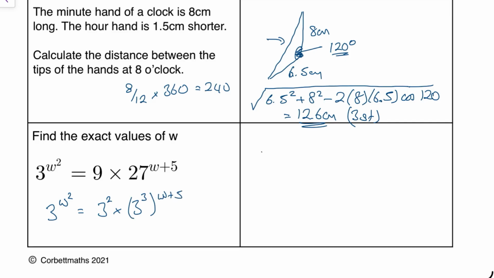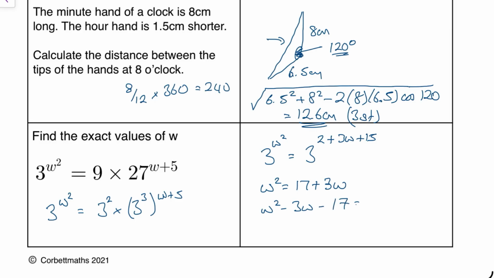Now the thing on the left-hand side is fine. Let's sort out the thing on the right-hand side. So it's going to be 3 to the power. When you multiply powers, you add them. So it's 2 plus 3W plus 3 times 5 is 15. Now, because both base values are equal, I can just say, therefore, W squared equals 2 plus 15 is 17 plus 3W, which is going to give me a quadratic. So W squared minus 3W minus 17 equals 0.